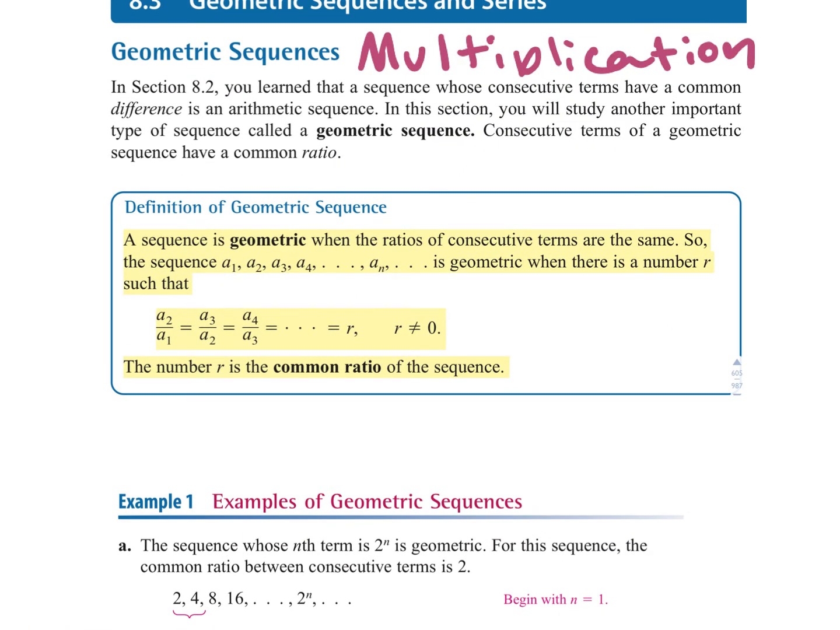That constant number that we multiply to each term is our common ratio. And we can find the common ratio by dividing any number in our sequence by the number in front of it. So we could always divide our second term by the first term, and that'll give us the common ratio.